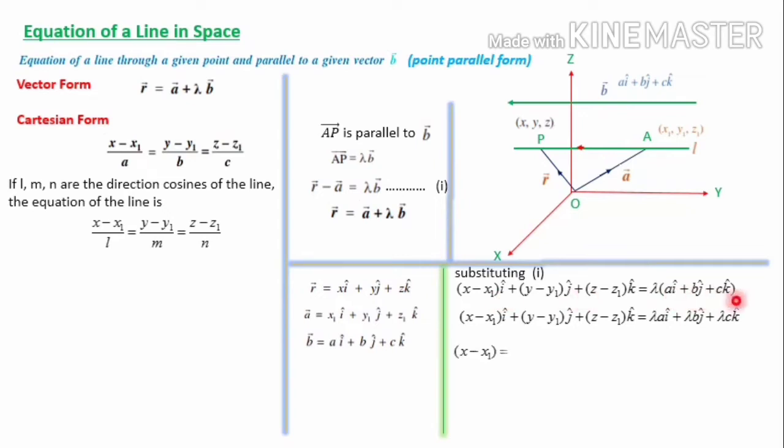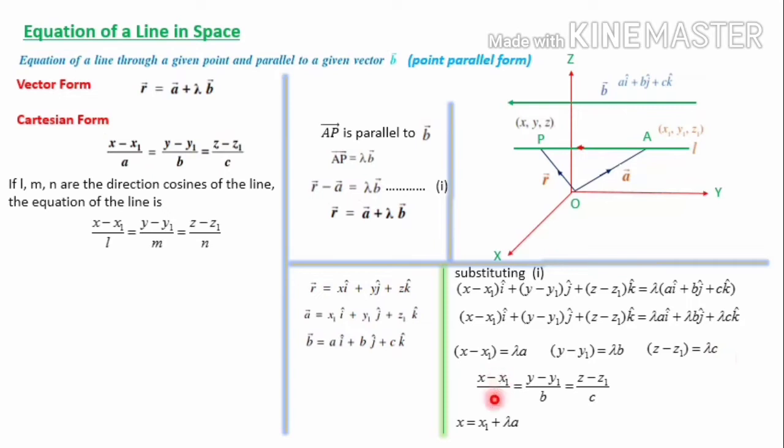So here two vectors are equal, which means their corresponding components are equal. Before equating the components, a little bit of work: removing the bracket. X minus x1 into I cap plus y minus y1 into j cap plus z minus z1 into k cap is equal to, taking lambda inside, lambda A I plus lambda B j plus lambda C k cap. Then we can equate the components: the I component is x minus x1 on the left and lambda A on the right, and they are equal because the vectors are equal. So x minus x1 is equal to lambda A, y minus y1 is equal to lambda B, and z minus z1 is equal to lambda C.